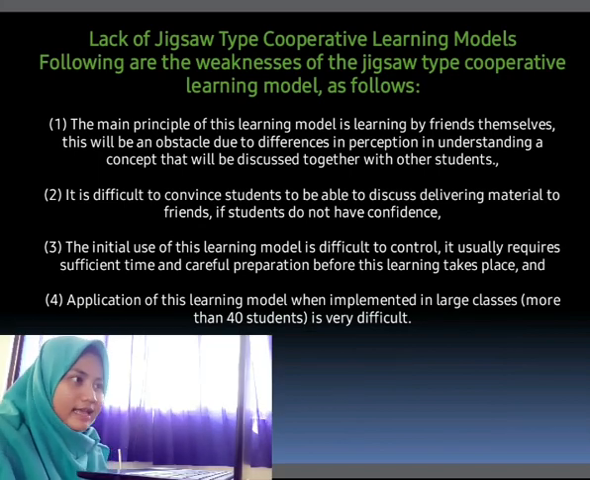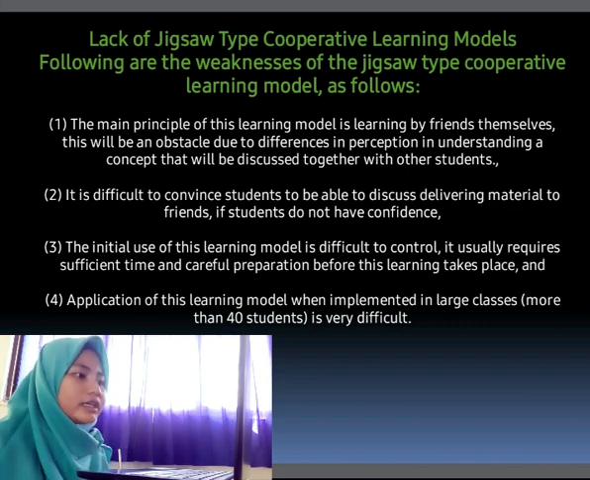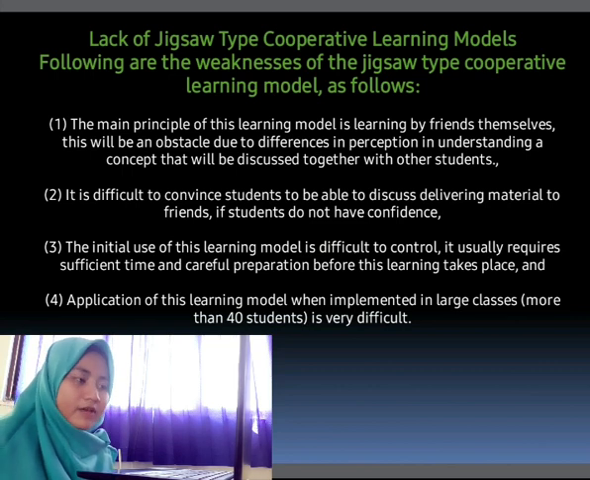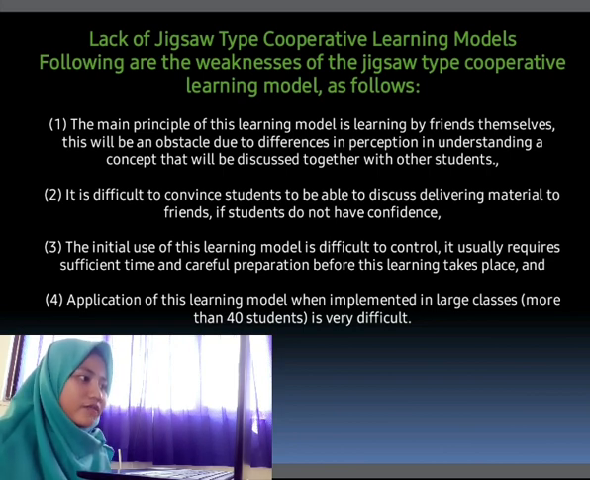Okay friends, now lastly I will explain about the weaknesses of jigsaw type cooperative learning models. Following are the weaknesses of the jigsaw type cooperative learning models, including four types. For the first is the main principle of this learning model is learning by friends themselves. This will be an obstacle due to differences in perception in understanding a concept that will be discussed together with other students. And the second, it is difficult to expect students to be able to discuss delivering material to friends if students do not have confidence.